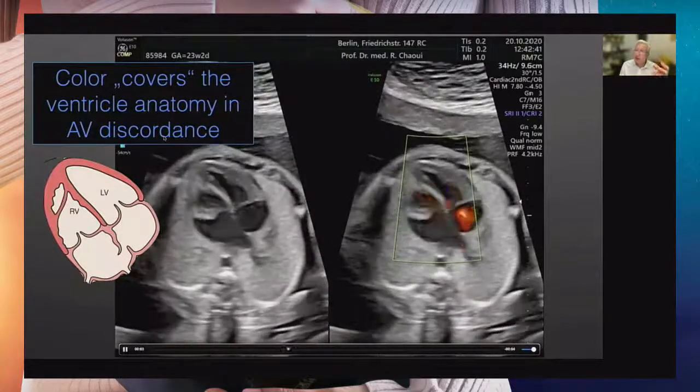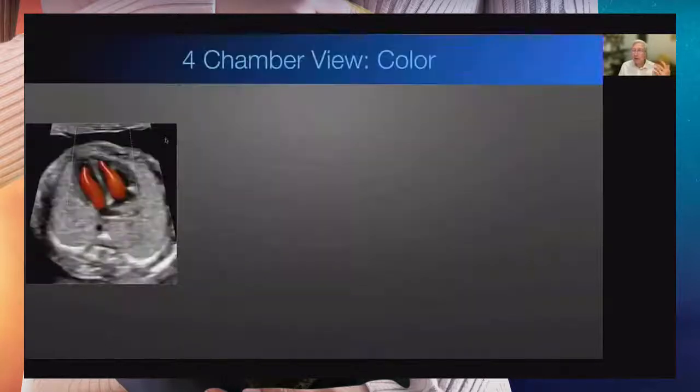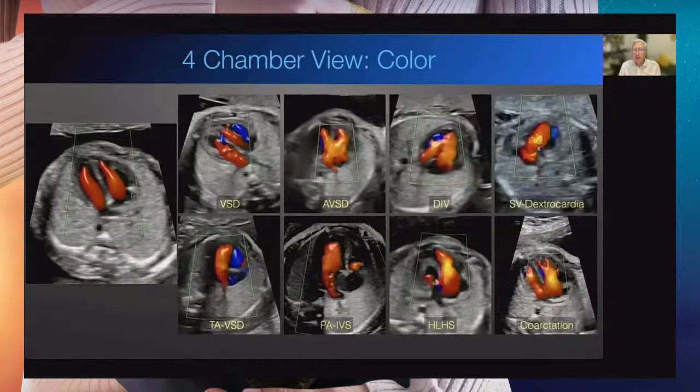And last but not least, I also showed you some pitfalls if you focus only on color Doppler and do not include the two. This is why, take-home message: if you see the four-chamber view using the color Doppler with the two stripes, you can identify most of these conditions we discussed today: VST, AVST, double inlet ventricle, dextrocardia, for example, coarctation, hypoplastic left heart, and so on.